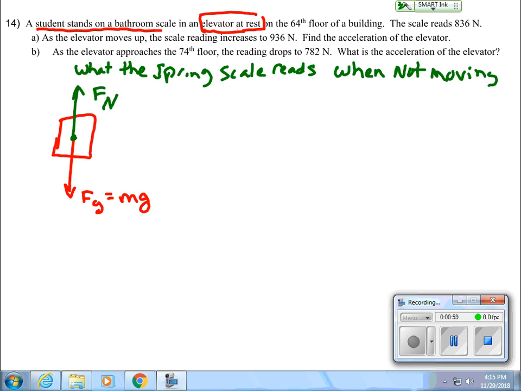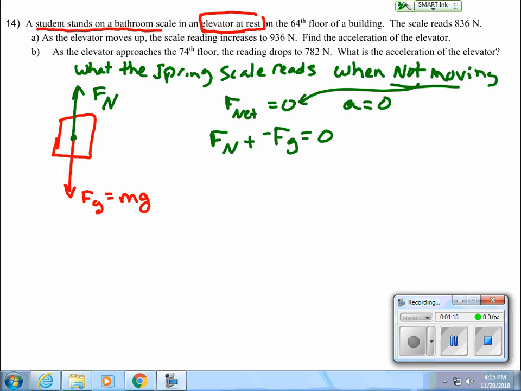Okay, so force net will equal 0. We're not moving, so the acceleration is 0. So the forces add all up to 0. And what are the two forces? Force normal plus a negative the force of gravity. This equals 0. So force normal is equal to the force of gravity.